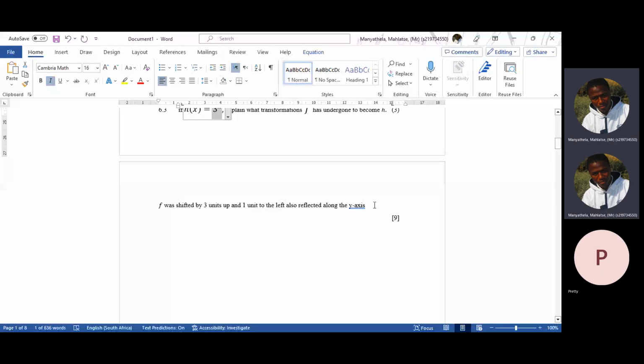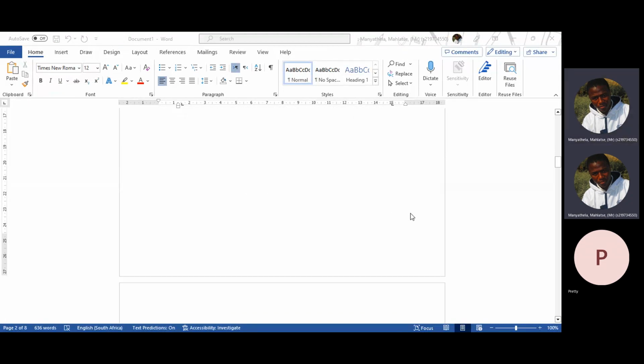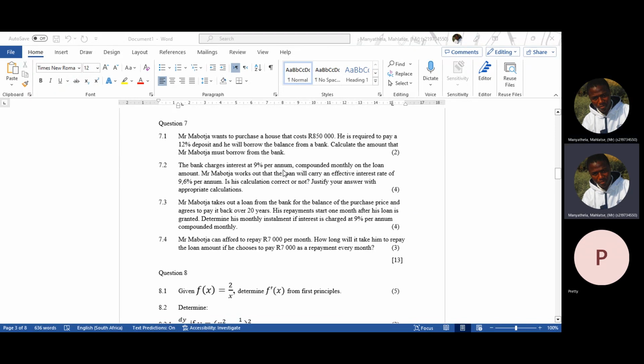Now we move to question 7. A lot of people complain about financial mathematics, but it's not that deep. The first thing that you must do when you get to an exam is relax. The reason why it becomes difficult is because you're panicking most of the time.